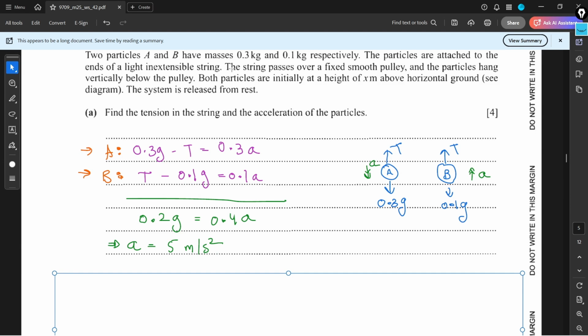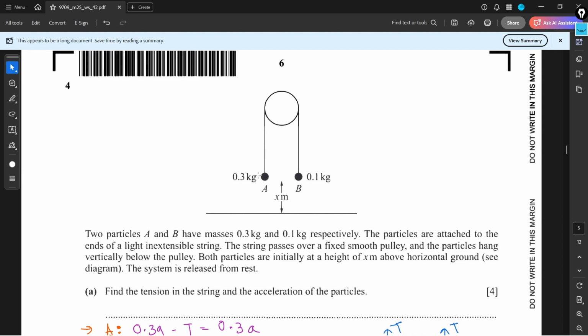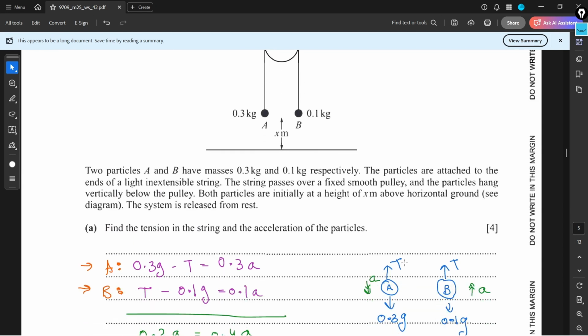So now for the particle A, mass is 0.3 kg. For particle B, mass is 0.1 kg. And for both of them, the weight is going to obviously act vertically downwards. For particle A, it's 0.3 g. For particle B, it is 0.1 g. And then because both of them are connected with the same inextensible string, it means that their tension is going to be the same. And also because it is inextensible, the acceleration is also going to be the same.